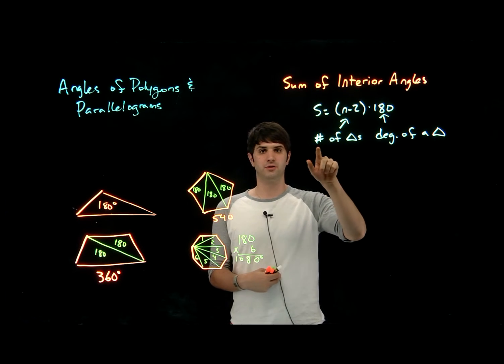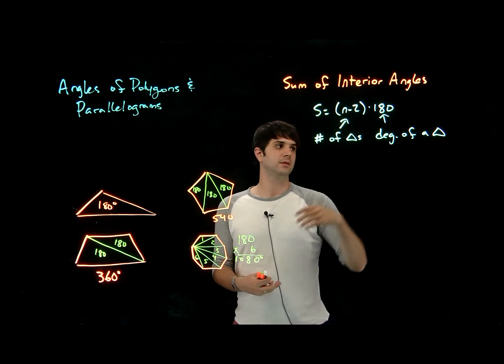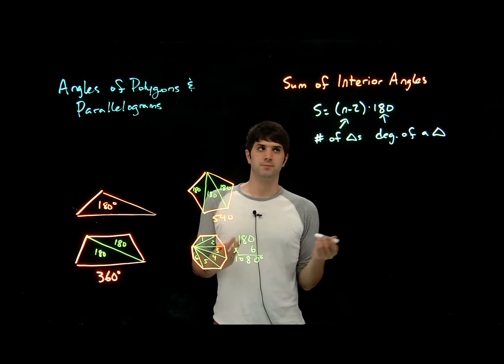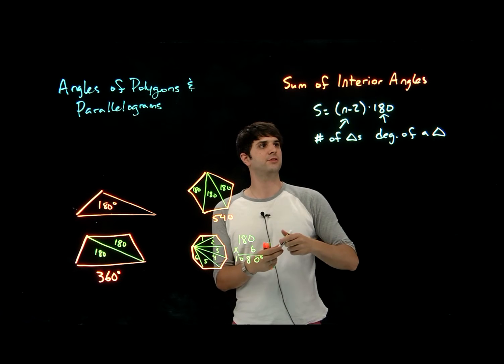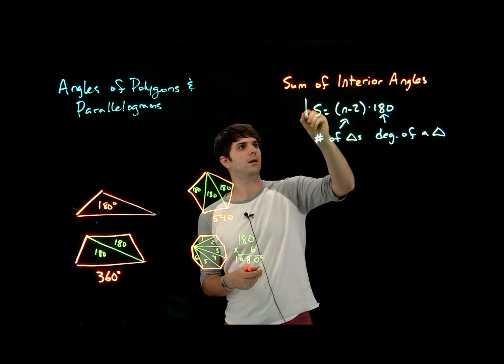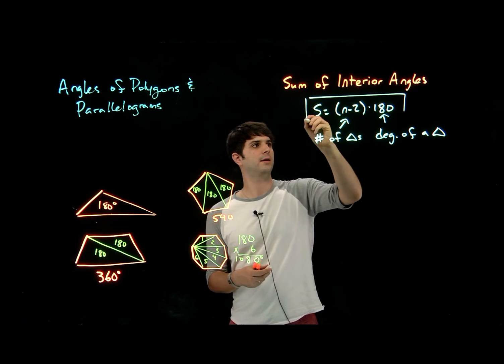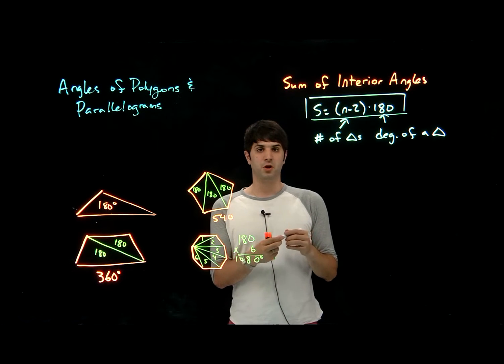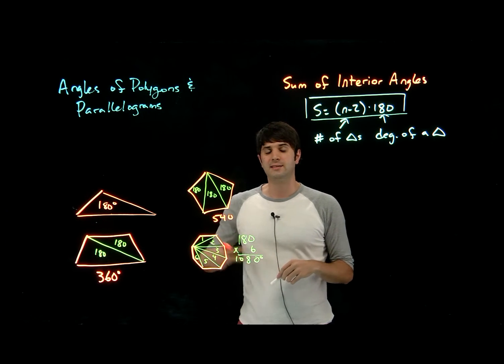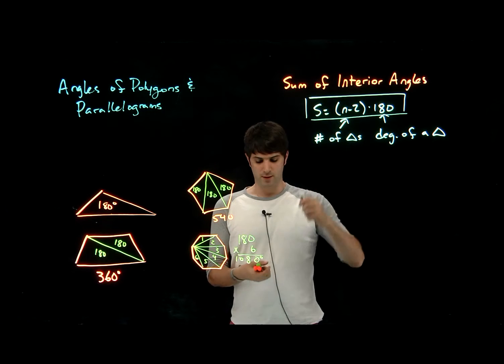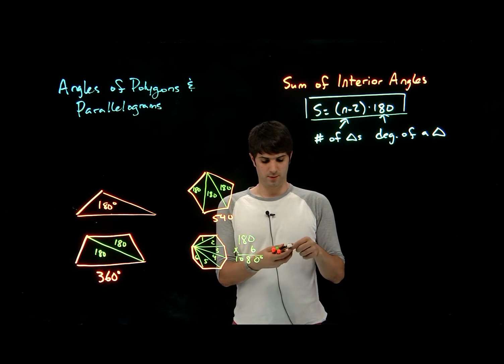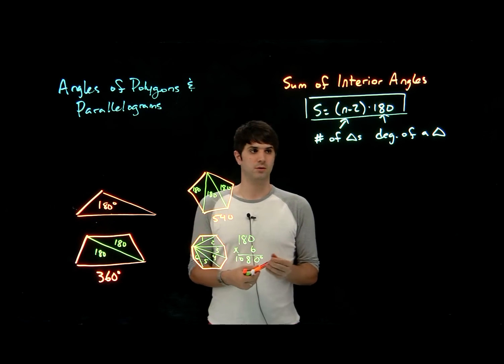So this is how many triangles you'll have, and these are the number of degrees in every triangle. So n minus 2 times 180. All right, let me circle that. Okay, so that's our first equation. And we're going to look at examples in further videos, but this will be one of the equations that we're going to look at in this video.